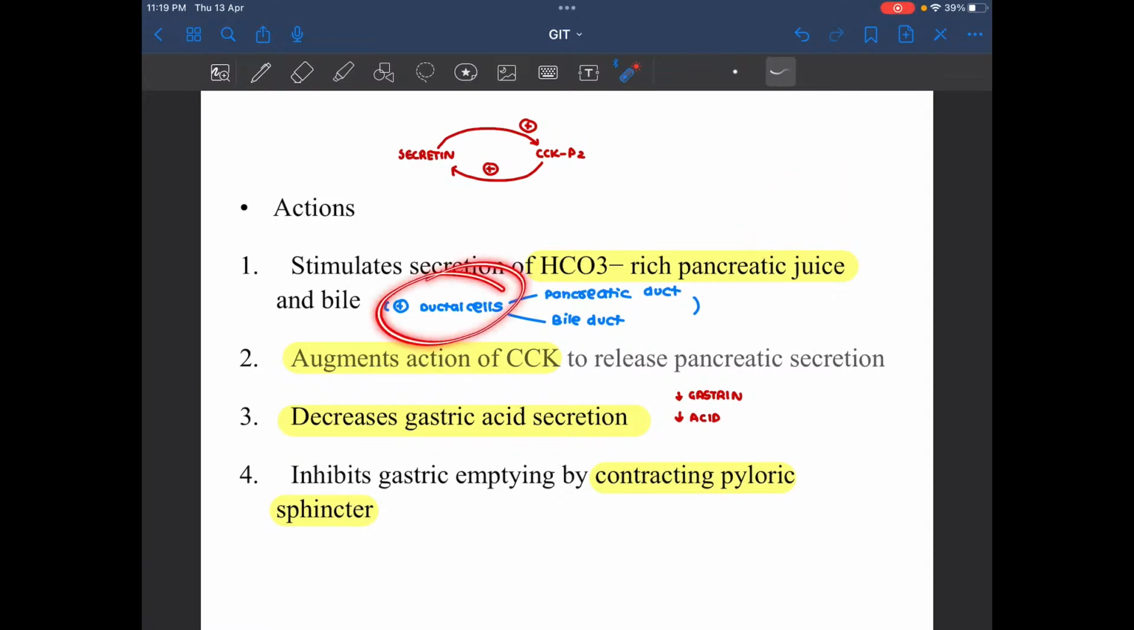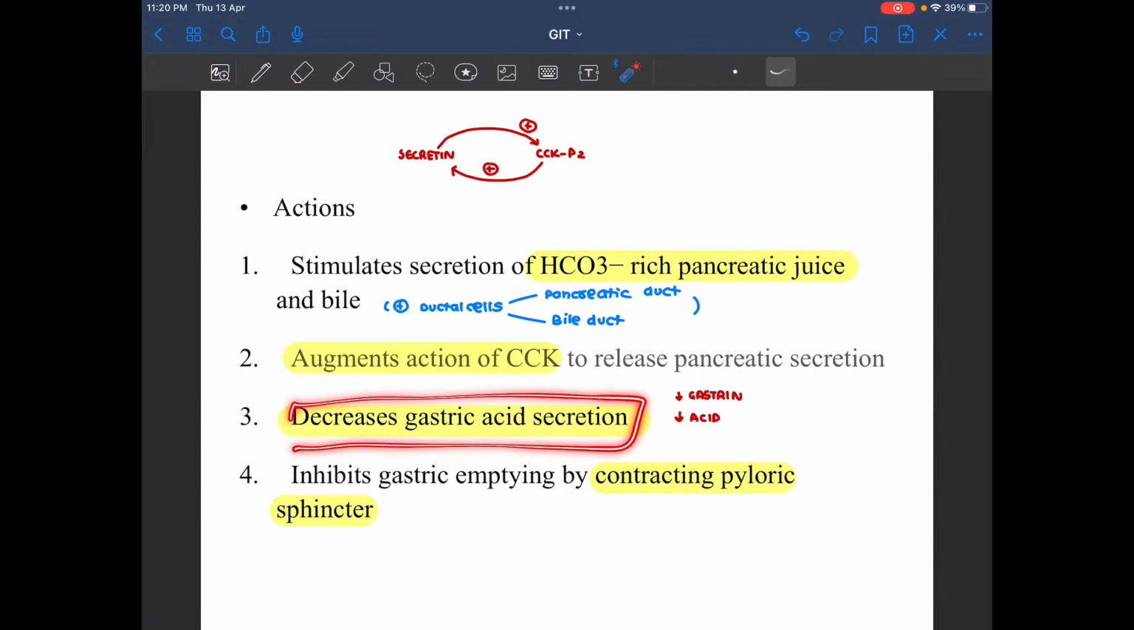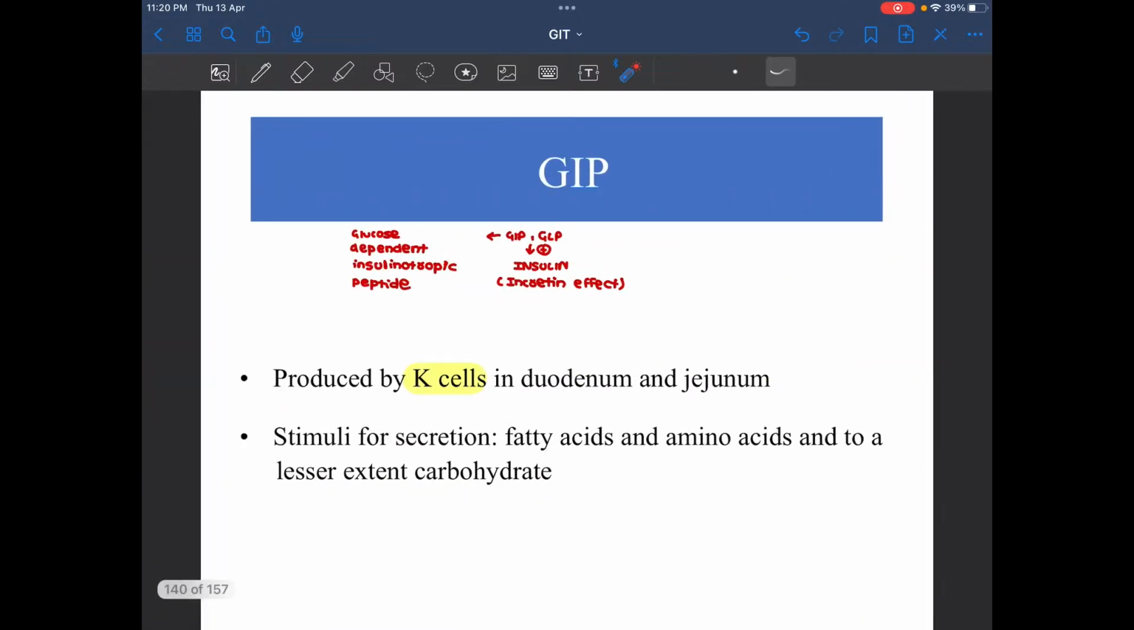By stimulating what? By stimulating the ductal cells, not the acinar cells. Acinar cells was the job of the CCK. Okay? And it's going to decrease your gastric acid secretion, and it's going to decrease your gastric emptying, as we've discussed previously. What about this GIP? GIP is released by the K cells. Okay, this stands for multiple things.